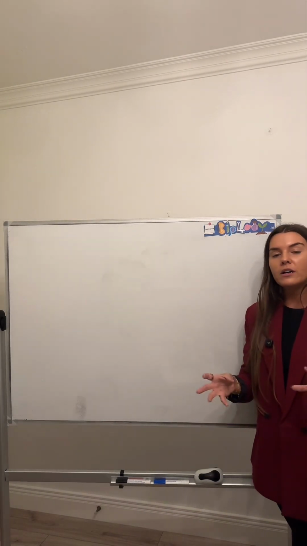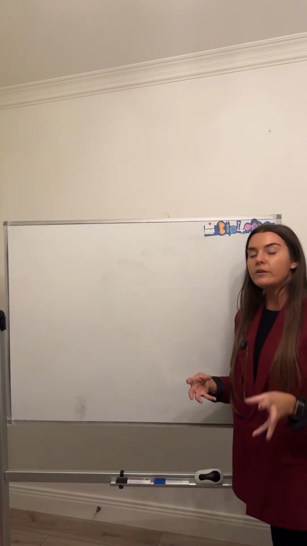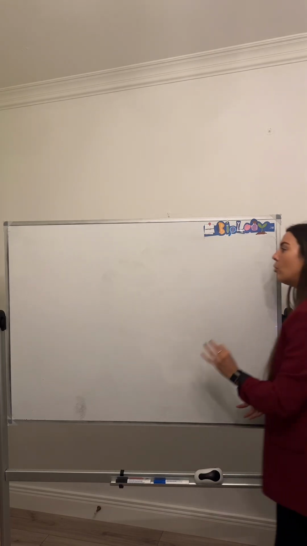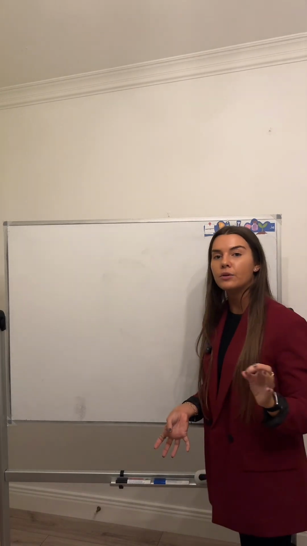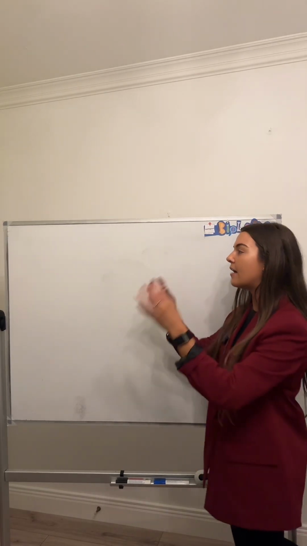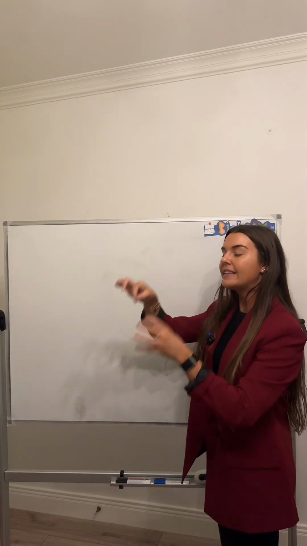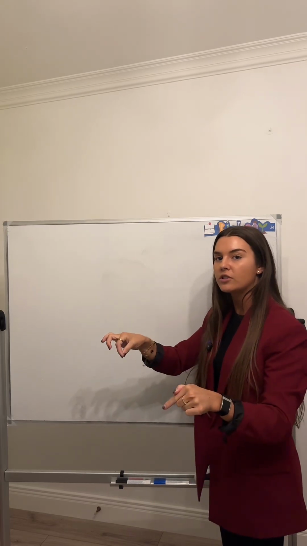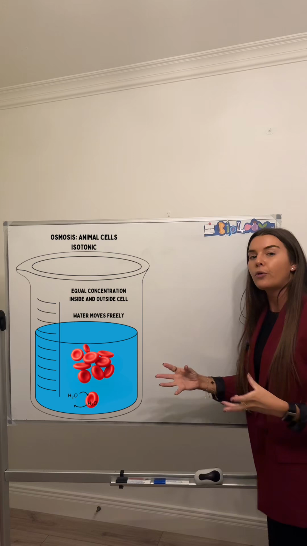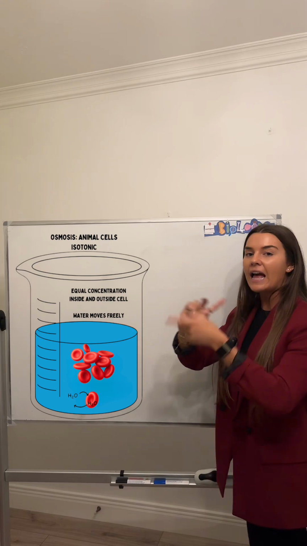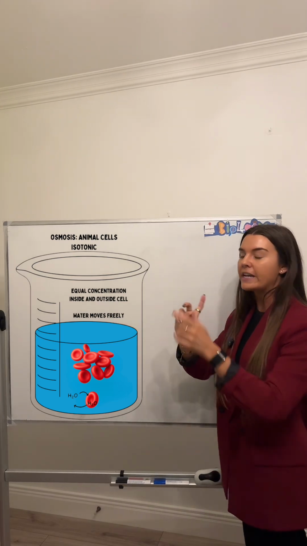Now, if we talk about osmosis in an animal cell, we're going to use a red blood cell as an example. And remember, a red blood cell, side note, is the only animal cell at maturity that doesn't have a nucleus or mitochondria. So we can have three different types of beakers. We can have a beaker with our red blood cell that is of equal concentration. So inside and outside the cell are of equal concentration. In that case, we've created an isotonic solution. Water moves freely in and out of the cell at the same rate.